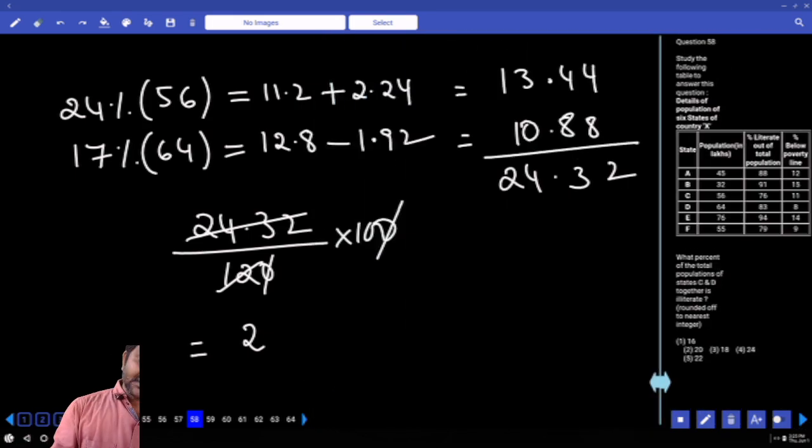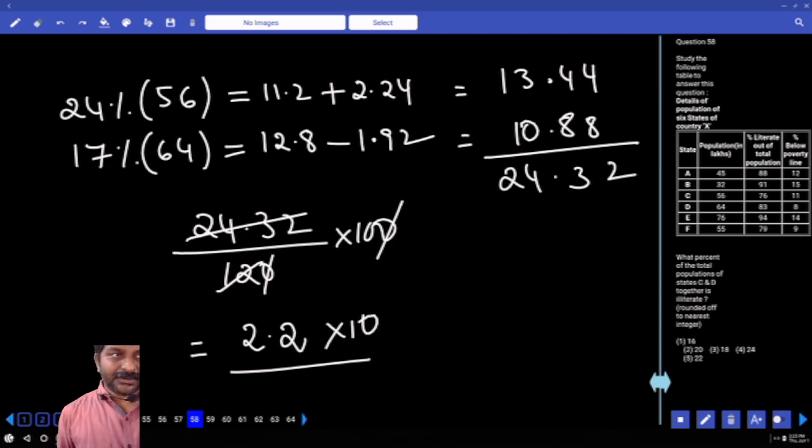12, 2 times is over, right? Next is the point. How much? 32. 32 in the sense, how many times? 2 times, something like that, into 10, 20.